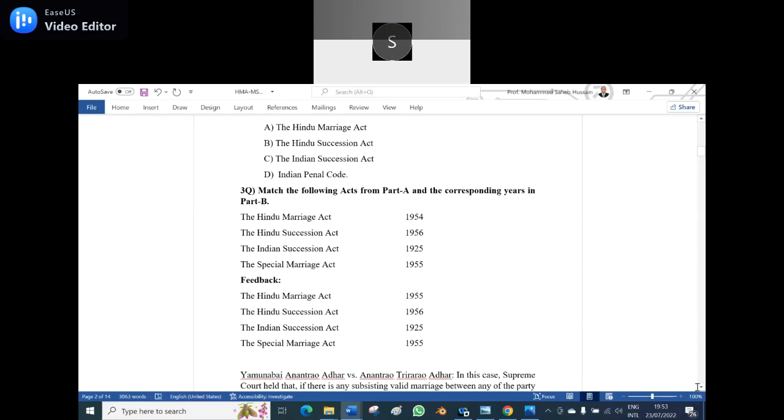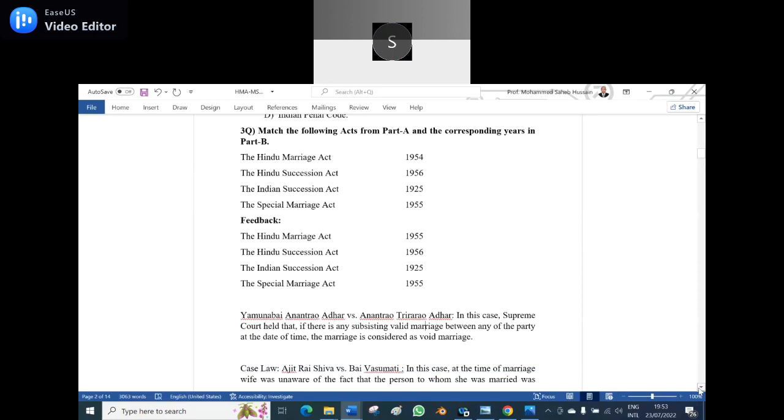And here I am seeing some cases. Let us see what the important cases are. Yamunabai versus Anantrao Adhav. This is the case law where the Supreme Court held that if there is any subsisting valid marriage between any of the parties at the time, the marriage is considered void. That is a notable case law. Please note down. It is already on the screen, you can see it, and I will upload it on YouTube also.